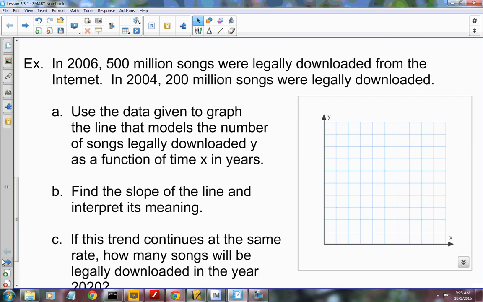On this next problem, it says in 2006, 500 million songs were legally downloaded from the internet. In 2004, 200 million songs were legally downloaded. Use the data given to graph the line that models the number of songs legally downloaded, which is y, as a function of the time x in years. So it's even telling me that this right here is years, and my y is number of downloads.